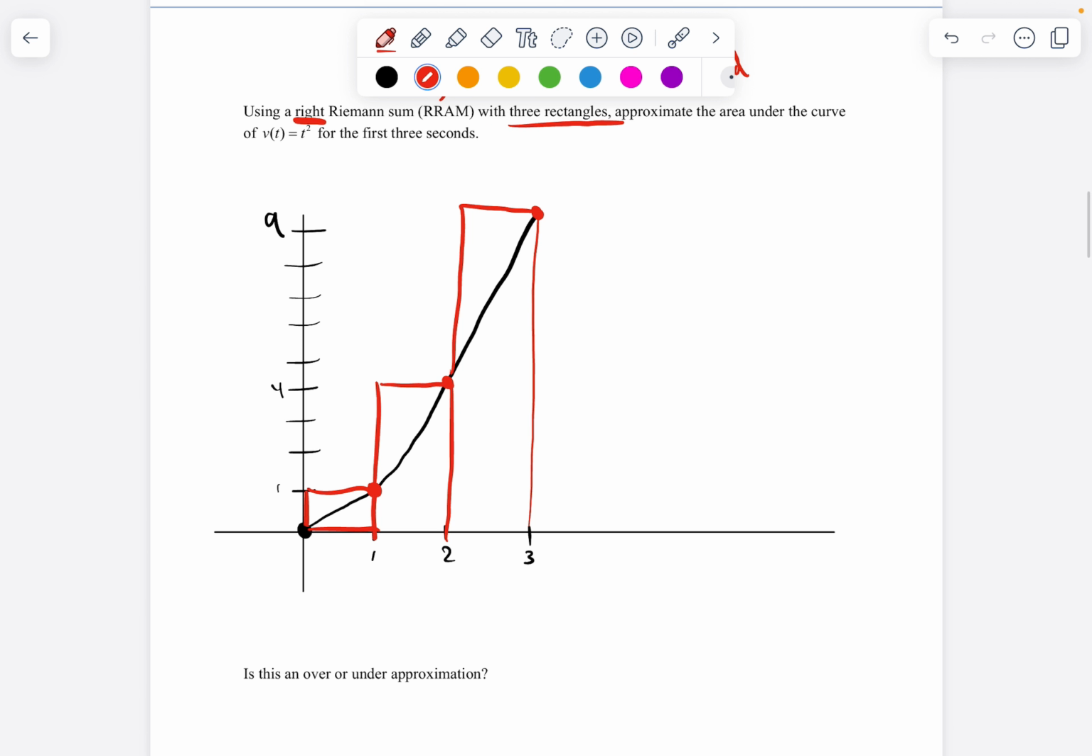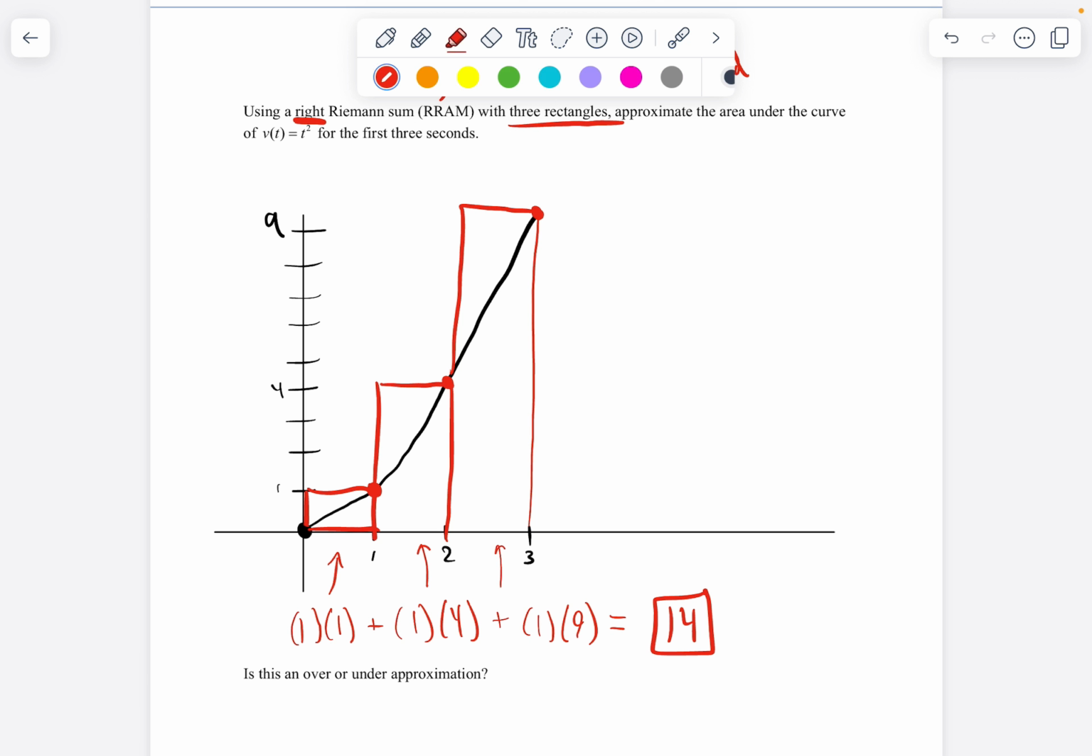And look at these little squares. This is a 1 by 1 square. And if I add that to a 1 by 4 square, which is here, and I add that to a 1 by 9 square, this will add up to an area of 14, and that area of 14 is these rectangles. This is our approximation.